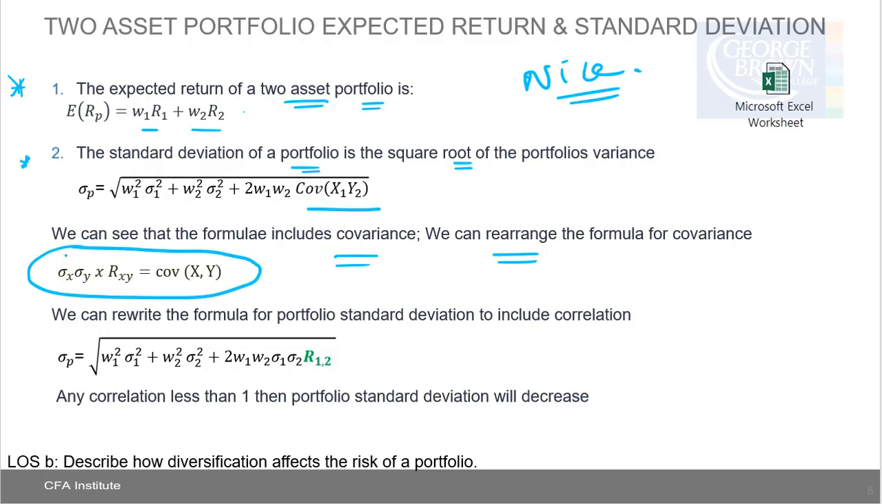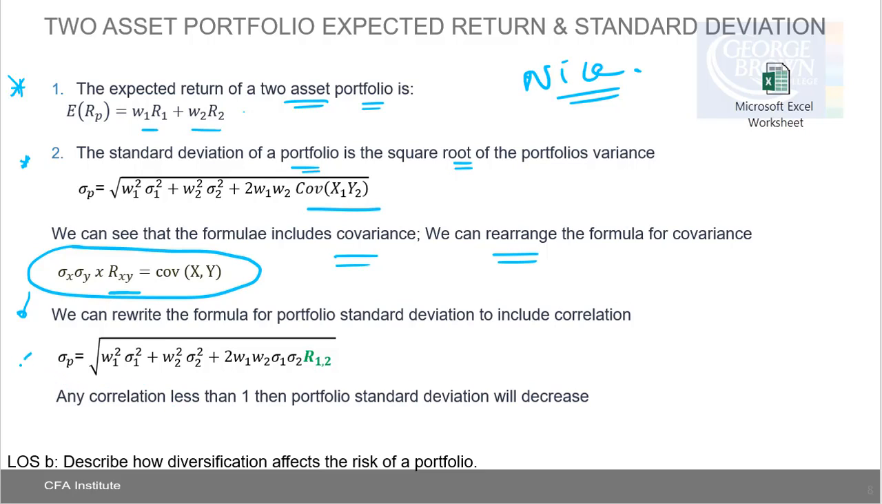Covariance also equals standard deviation of x times standard deviation of y times the correlation of x and y, and we know that that number can go from -1 to +1. So, of course, if it's negative, it's going to be reducing the standard deviation of the portfolio, but even if it's less than 1, the portfolio standard deviation is going to be reduced, okay?